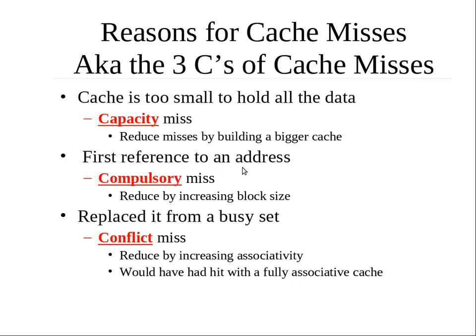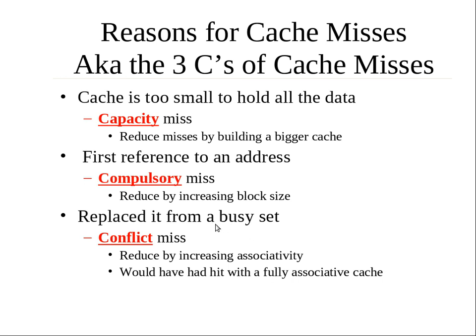The first reference to an address is usually a miss. That's called a compulsory miss. You reduce this by increasing the block size in order to capture more hits when you reference that data, aka try and capitalize on spatial locality.